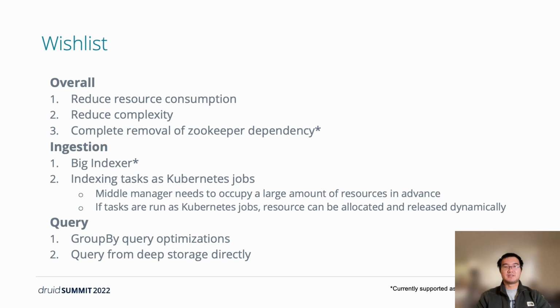Finally, we have a wish list. Overall, we want to see reduced resource consumption. As of now, almost half of our resources, including CPU and memory, are dedicated to Druid, and this makes it harder to add new applications without adding cost. We also want to reduce complexity. Each Druid service is a JVM, and a JVM needs at least a few hundred megabytes just to get started. If we can combine some of the services, it will also reduce resource consumption.